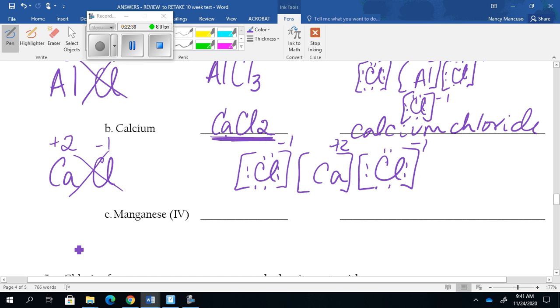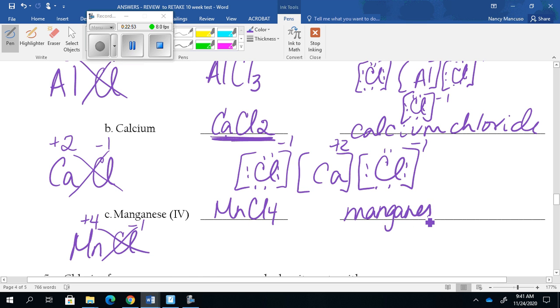All right, manganese 4. That tells me Mn is a +4 and Cl is a -1. Crisscross, MnCl4. Manganese 4 chloride.